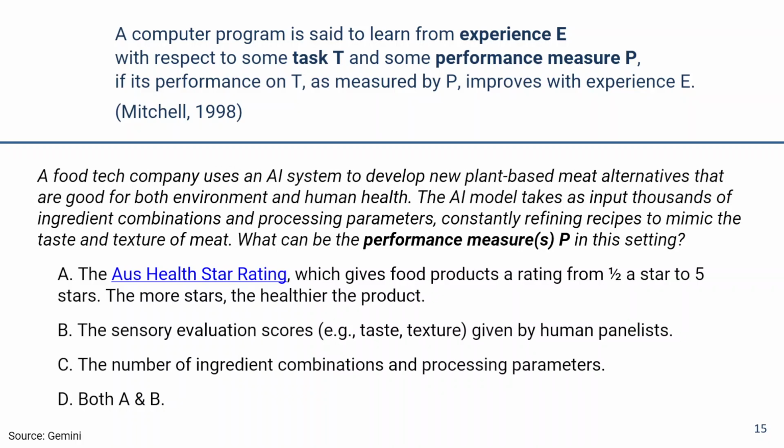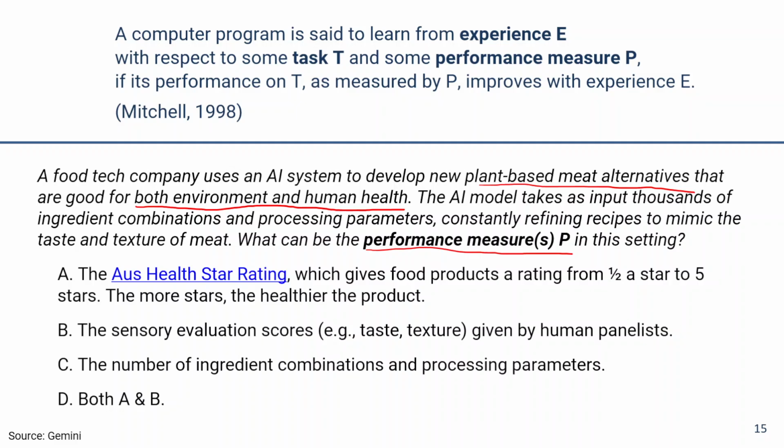Another example, okay? A food tech company uses an AI system to develop new plant-based meat alternatives that are good for both environment and human health. The AI model takes as input 1,000 ingredient combinations and processing parameters, constantly refining recipes to mimic the taste and textures of meat. What can be the performance measure in this setting?